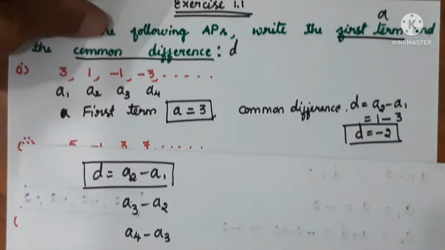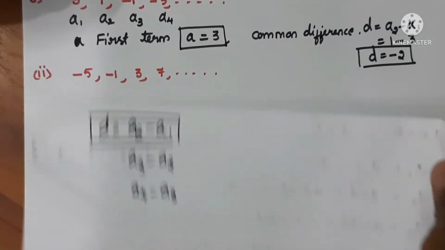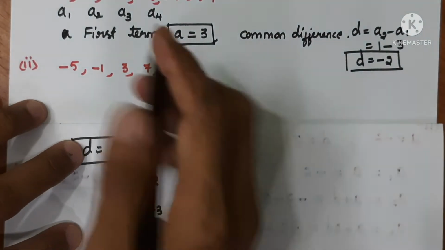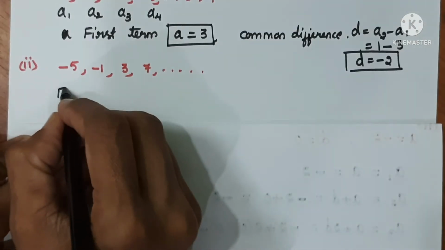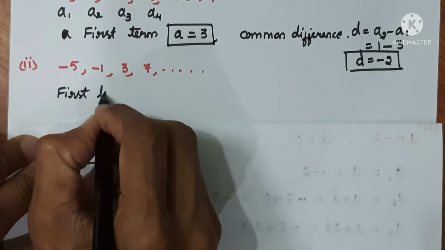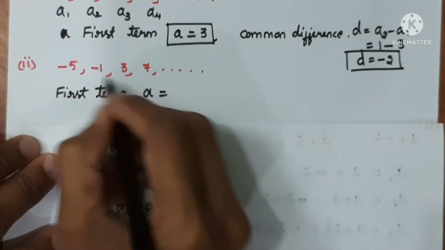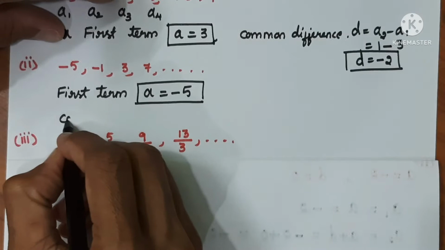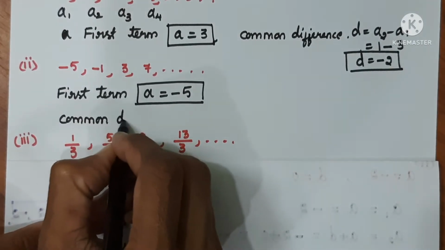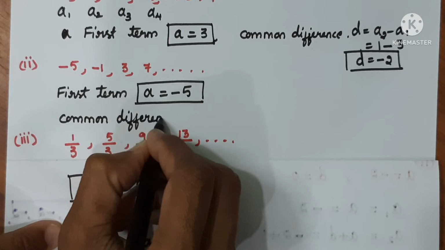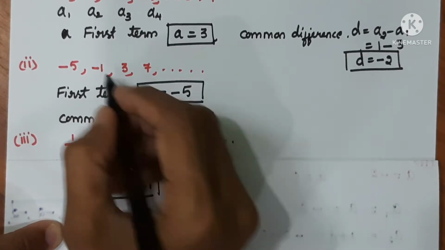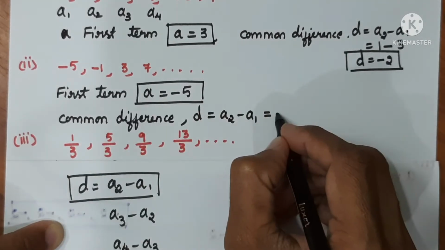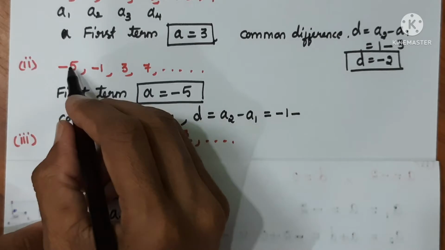So let us see the second question. The second arithmetic progression is minus 5, minus 1, 3 and 7. Here the first term A is equal to minus 5. Now let us find the common difference. D equal to A2 minus A1. Here A2, the second term, is minus 1, minus the first term, which is minus 5.